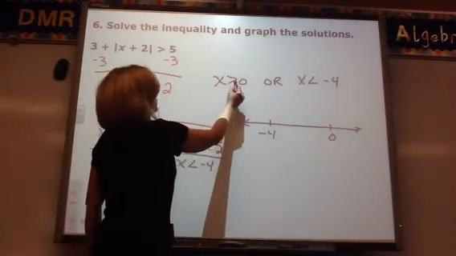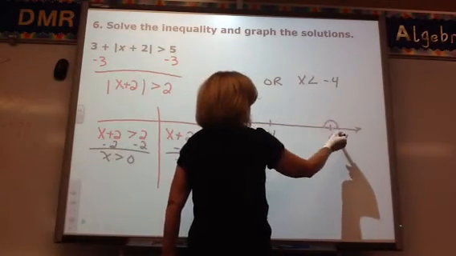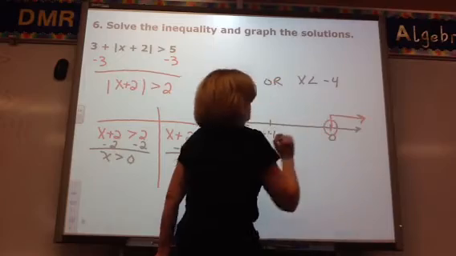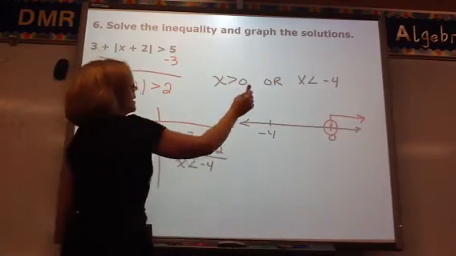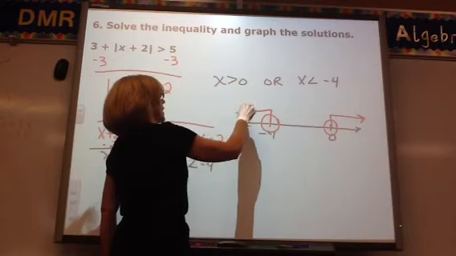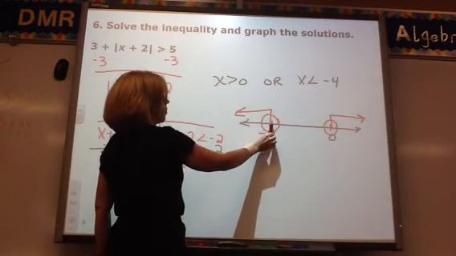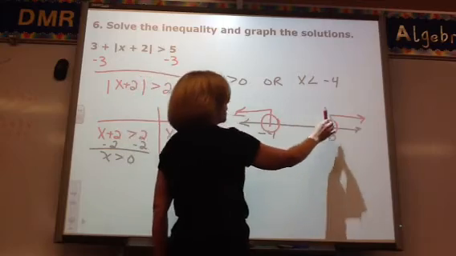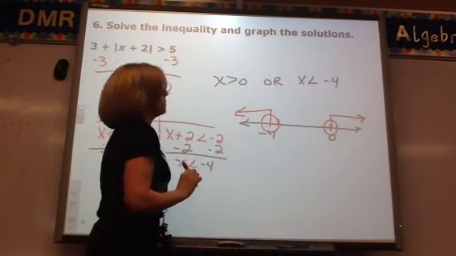x is greater than 0. We're not going to include 0, but it's greater, so it goes to the right. x is less than -4. We're not going to include -4, and it's less than. So your solution set is all real numbers to the left of -4 and all real numbers to the right of 0.